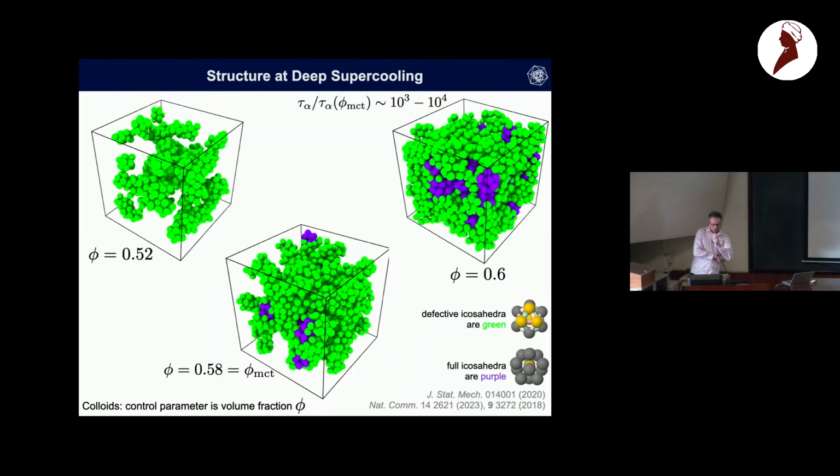What did this tell us? Well, it told us there was more structure. That's around the onset temperature, that's around the mode coupling, the onset volume fraction, with colloids the control parameter is volume fraction. This is around mode coupling, and this is about 3 decades past mode coupling, so we see more structure. So that's fine. We also see a drop in configurational entropy here.